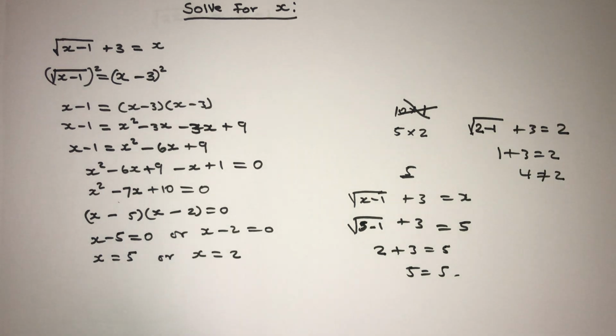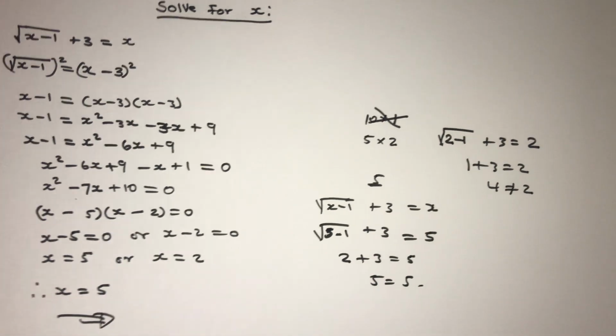So that means now our correct answer is 5. So then we conclude, therefore x is equal to 5. So this is how you should approach the question. Let's move to the next question.